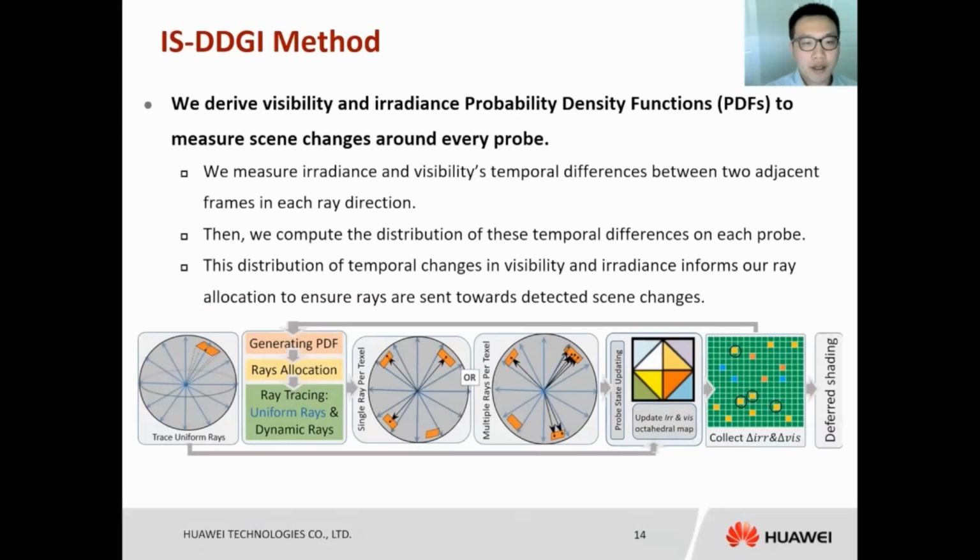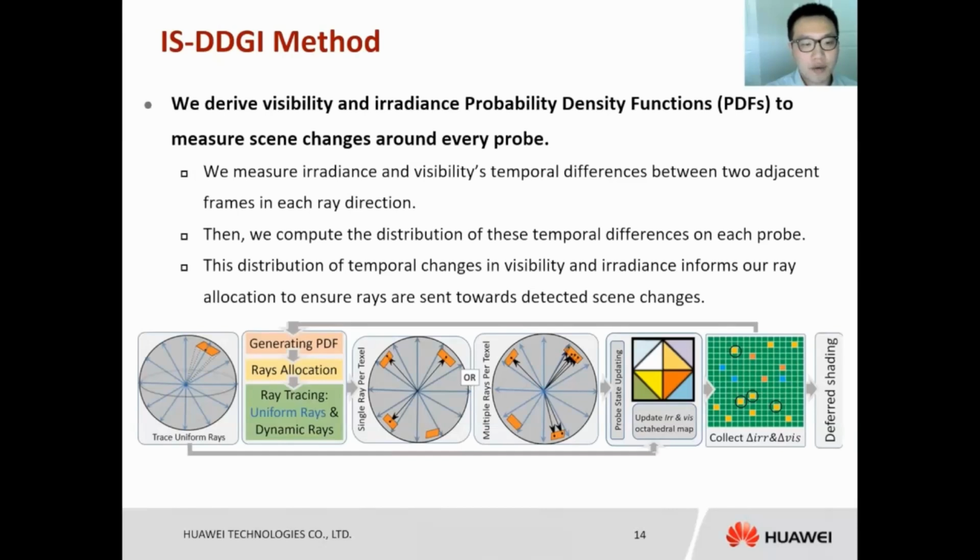We derive visibility and irradiance probability density functions to measure scene changes around a probe by computing the temporal delta of irradiance and visibility between two adjacent frames in every ray direction. Then we compute the distribution of these temporal differences on each probe. This distribution informs our ray allocation to ensure our rays are sent toward detected scene changes.